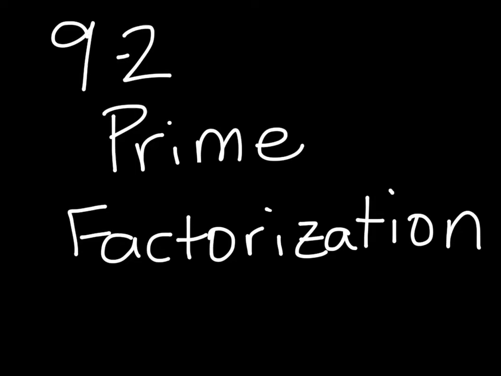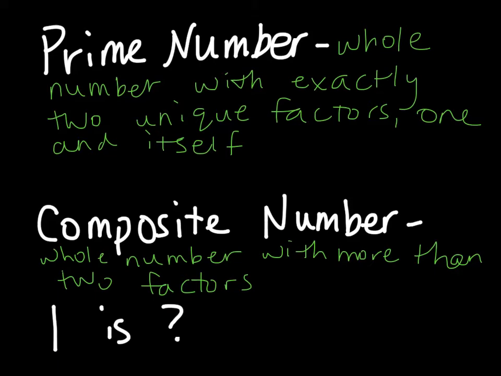Chapter 9, Lesson 2 on Prime Factorization. All right, so first thing we're going to look at is a prime and composite number. A prime number is a whole number with exactly two unique factors, so two different factors, one and itself. So for example, the number 11 is prime because the only two whole numbers that can multiply to get 11 would be 1 times 11. So it has two unique factors.